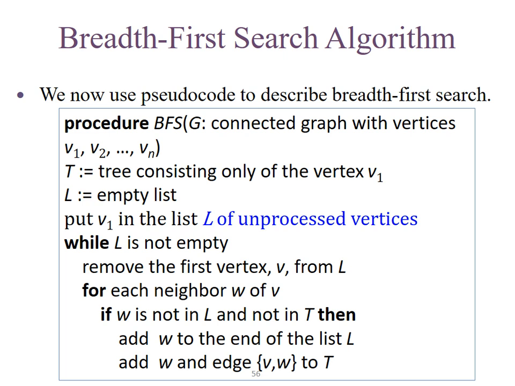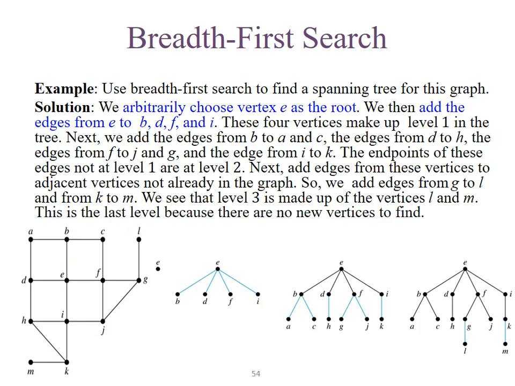Okay, once V is removed from the list, then we consider each neighbor W of V. If W is not in L and not in T, then we add W to the end of the list, and then we add W and the edge VW to T. Okay, so maybe we can try a little bit of this algorithm.